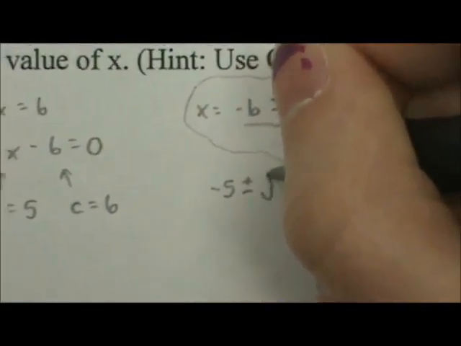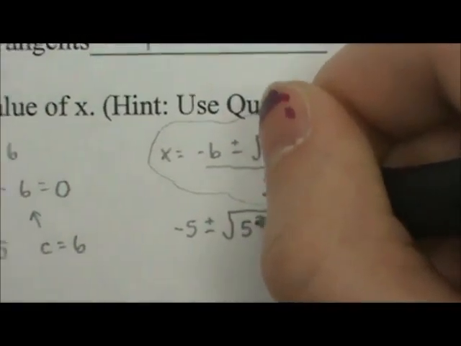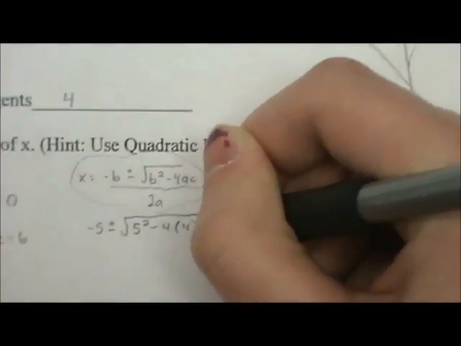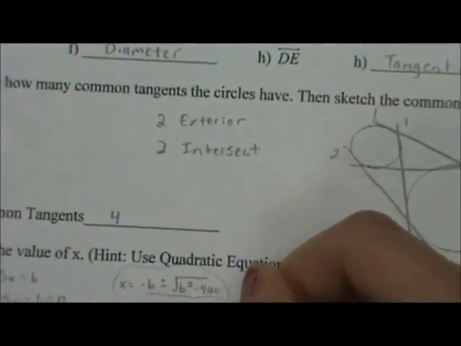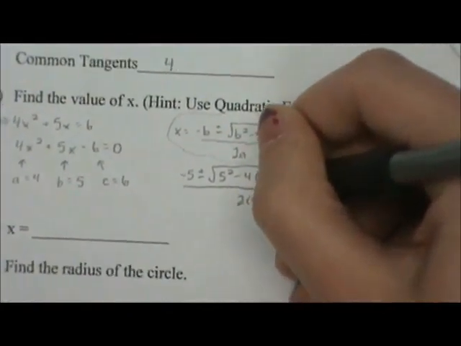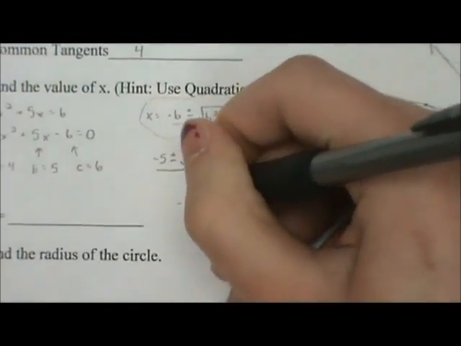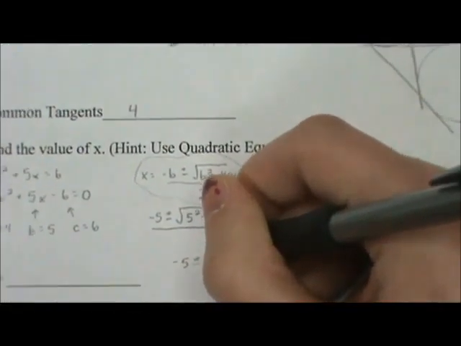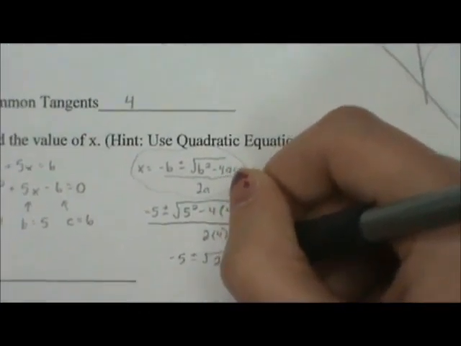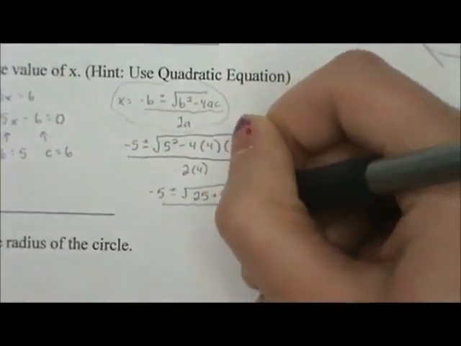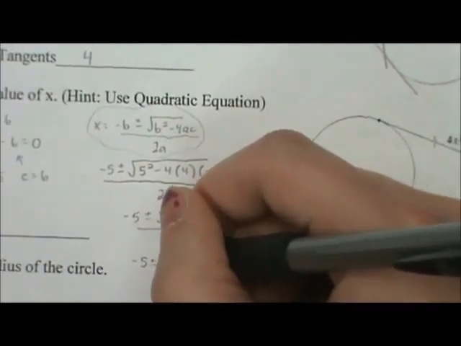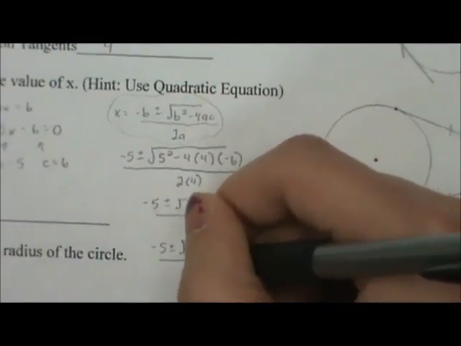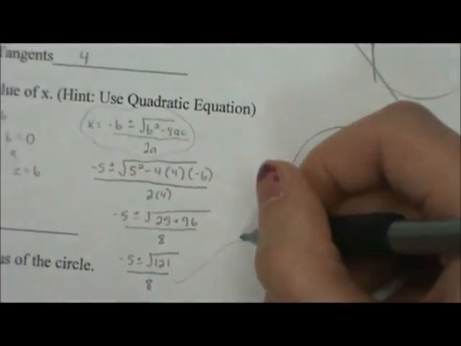So now you have negative 5 plus or minus the square root of 5 squared minus 4 times negative 6 all over 2 times 4. So you have 5 squared, which is 25. And you have 4 times negative 6, which gives 96. So you're left with that in the square root, and then adding them together, you have negative 5 plus or minus the square root of 121 over 8.